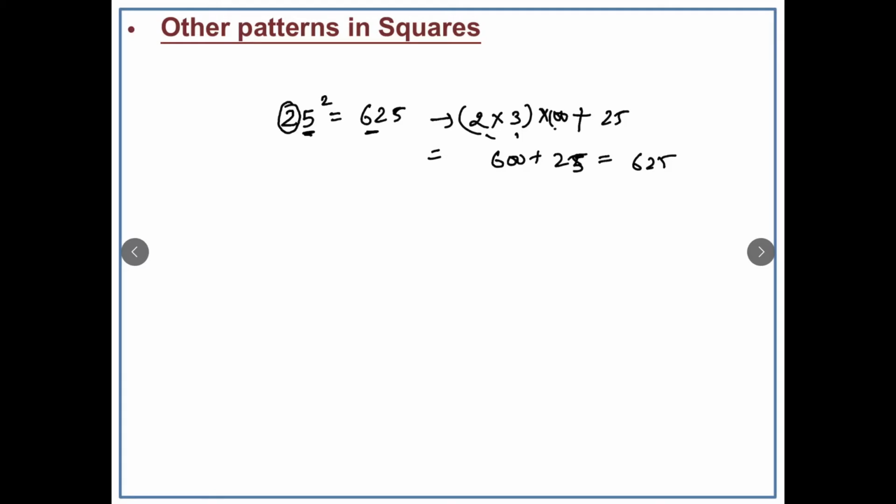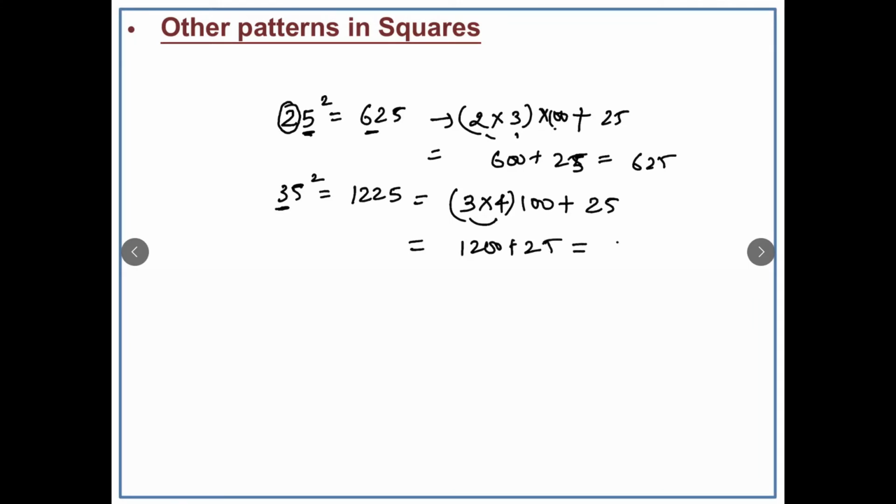You can see the next number, let's say 35 square. 35 square is 1225. Like I said, we have this number 3 at the tens place, so write this number 3 and multiply it with the next natural number, which is 4, and multiply it by 100 plus 25. This 3 into 4 is 12, 12 into 100 is 1200, plus 25. That means the answer is 1225, which is the square of 35.